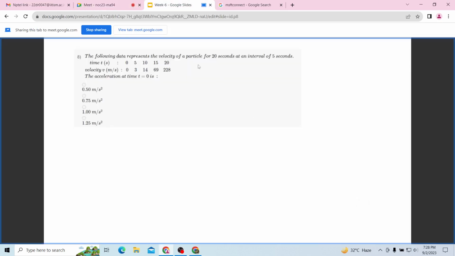So next question is, the following data represents the velocity of a particle for 20 seconds at an interval of 5 seconds. Okay. So at 0, at 5 seconds, at 10 and 15 and 20 seconds, you have been given the velocity of a particle, that is 0, 3, 14, 69 and 22, 28 respectively. So you have to calculate the acceleration at time t equals to 0. So calculate it.